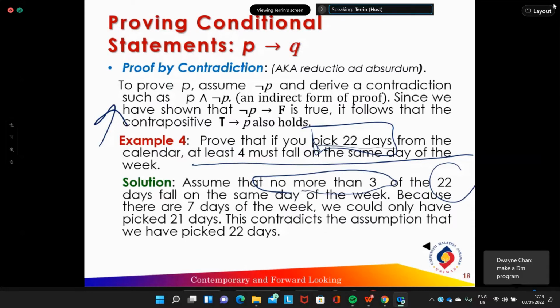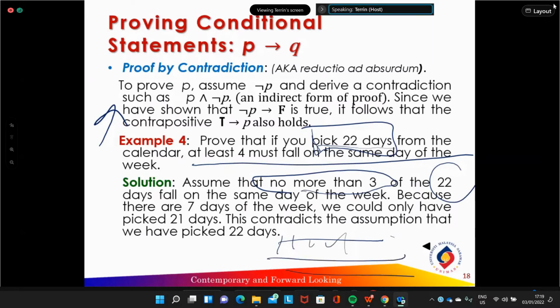Understand? So 1 week is 7 days, so these are all the 7 days. This is the 1st week, this is the 2nd week, this is the 3rd week. So at most you only have 3. But now, this is 21 days. The 22nd day would have to fall on one of the 7 days. So hence, you have proven using proof by contradiction that at least 4 days must fall on the same day of the week if you are going to pick 22 days. And that's the explanation there.